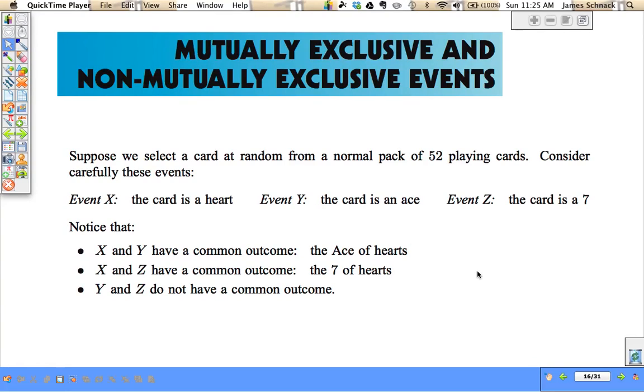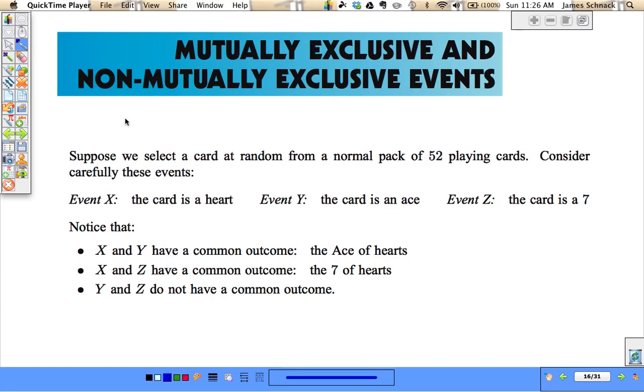Here we're going to talk about mutually exclusive and non-mutually exclusive events. So we have a simple example with playing cards. Playing cards are another thing that's used all the time with probability because most of us are really familiar with it. So consider these three events. X is that the card is a heart, Y is the card is an ace, and Z, the card is a 7.